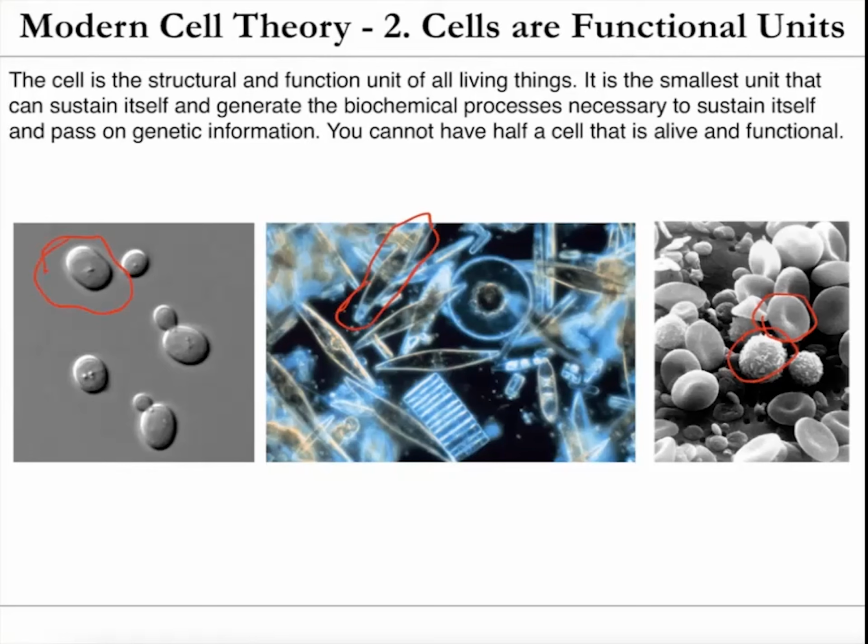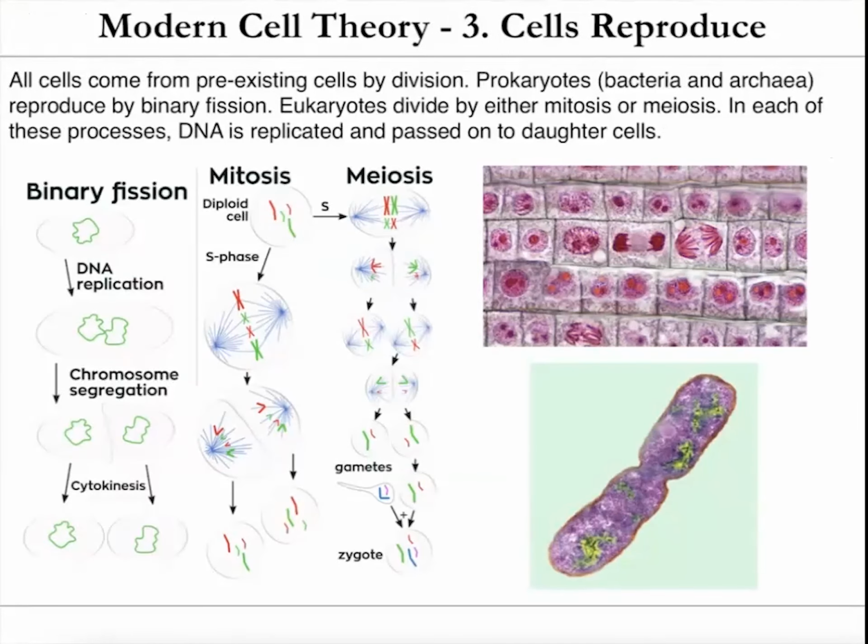You cannot have half a cell that's alive and functional. That's what we mean by it being the fundamental unit of all living things. The cell is as basic as you can get and still be alive. So point number 3 in the modern cell theory is that cells reproduce.